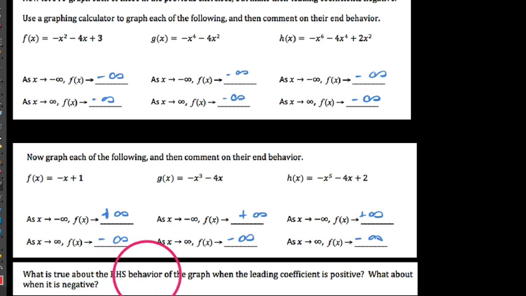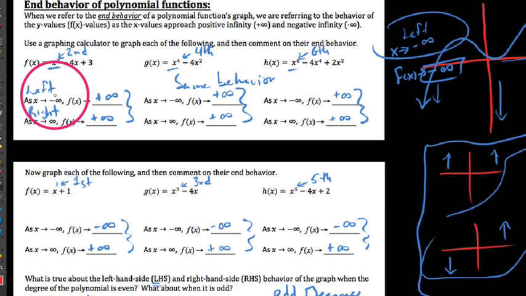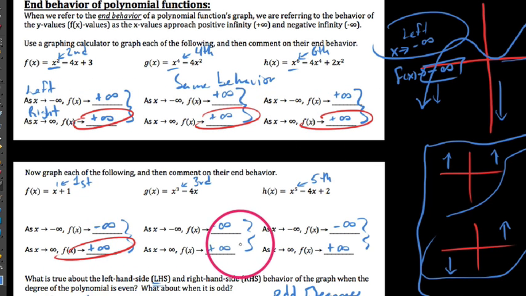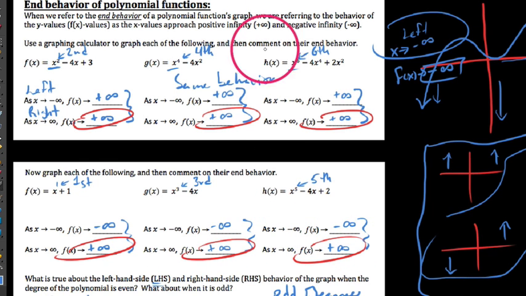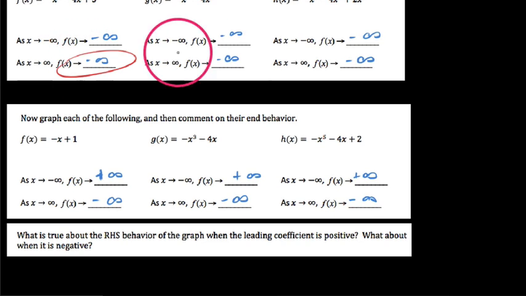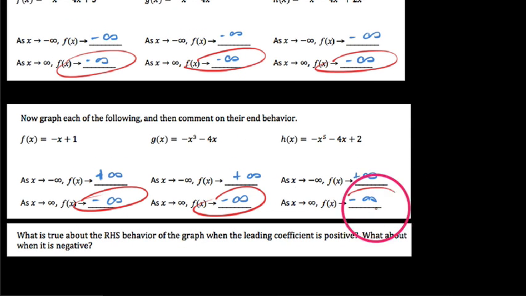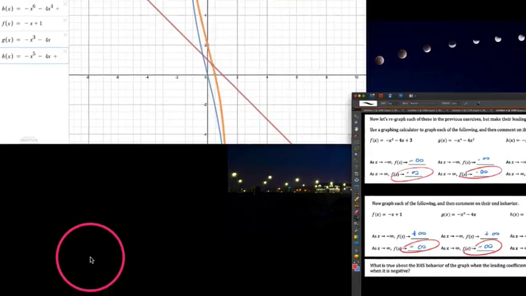We say what's true about the right-hand side behavior of the graph when the leading coefficient is positive. The thing here is this. When we had positive leading coefficients, we'll go back and look at these. When we had positive leading coefficient, the right-hand side behavior of the graph was positive. And when we had negative leading coefficients, going back over here, the right-hand side behavior of the graph was tending towards negative y values.